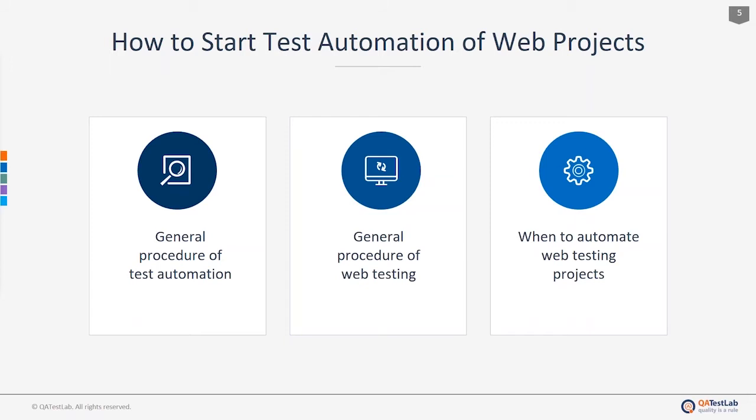Mm-hmm. Okay, and such a question. In the majority of cases, test automation of web testing is conducted by test automation engineers. You know, those very technical guys who write the code and so on. Is it possible for a manual team to do automation?